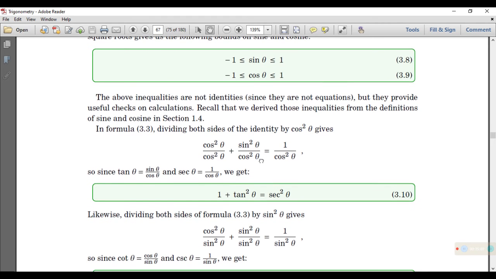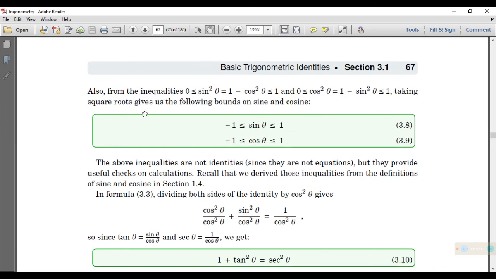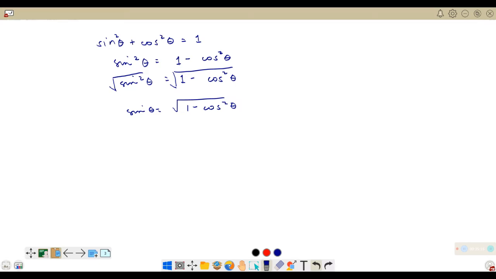Okay? So, the above inequality, baka magtanong pala, bakit? Bakit ganun, ma'am? So, di ba ito? Yan. Ano yung rule natin sa radicals?